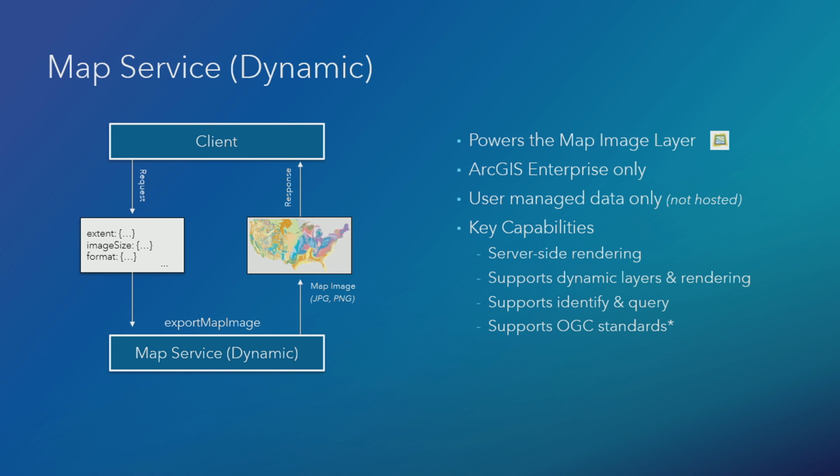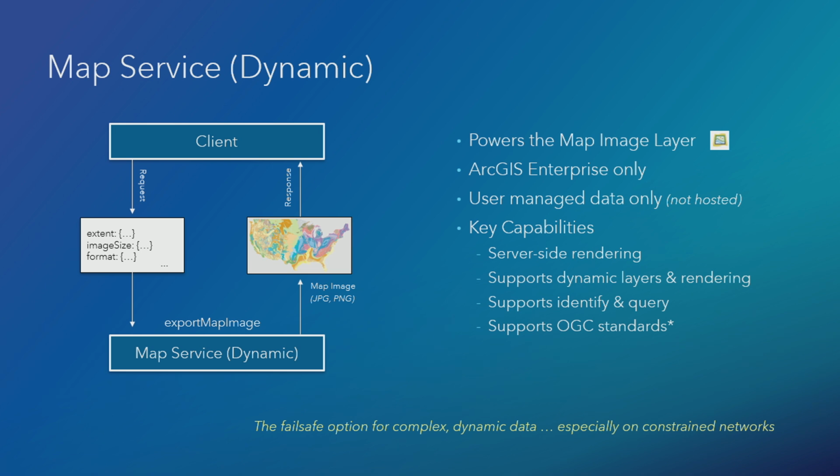So some of the key capabilities, this does do rendering on the server side. It does still support dynamic layers and rendering. So even though it's returning an image, you can send in different rendering instructions and it will render it differently per your instructions on the server. And even though it's returning an image, it does support identify and query. But because the browser doesn't have any of the data, or the client, it just has an image, if you identify or query, it has to go back to the server to answer that question and bring that back. And this does support a number of OGC standards for those of you that are needing to provide OGC support, like WMS, for example. So this was the original one in a lot of ways.